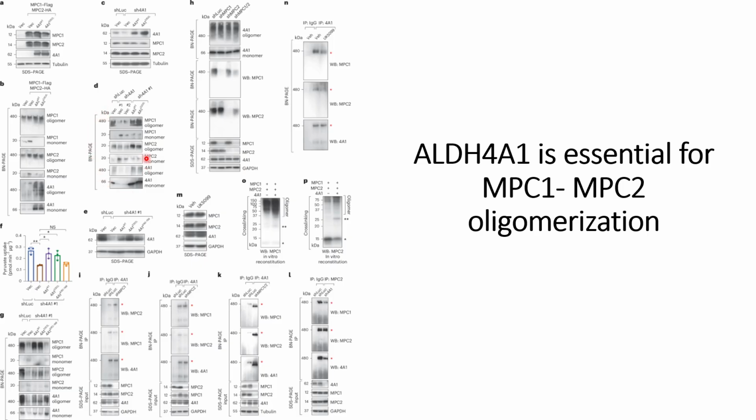And when they did the BN page study to distinguish between oligomer and monomer signals, they were able to see that where ALDH4A1 is knocked down, the oligomer signals go down and the monomer signal increases. Similar results have been seen for MPC2 also. And when ALDH4A1 is introduced, they see an increase in the MPC1 and MPC2 oligomer signals, and their respective monomer signals go down. And the ALDH4A1 signals, both for the oligomer and monomers, increase.